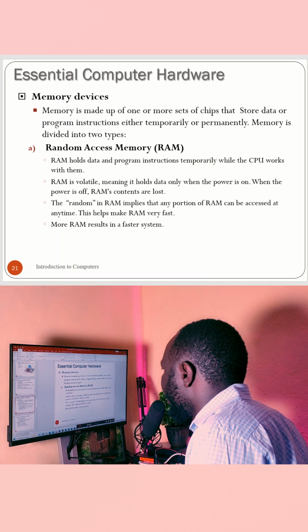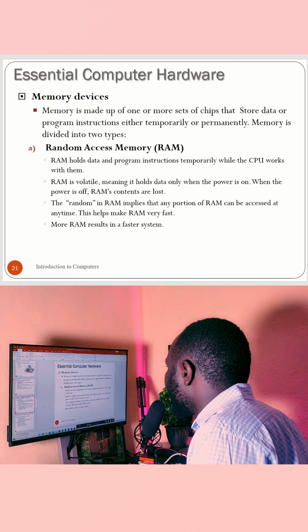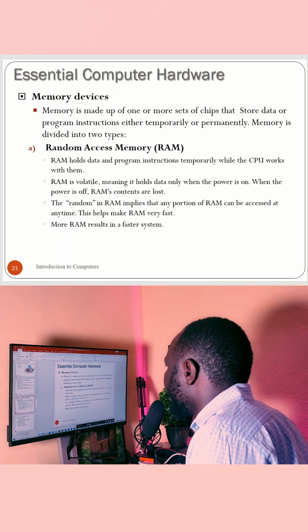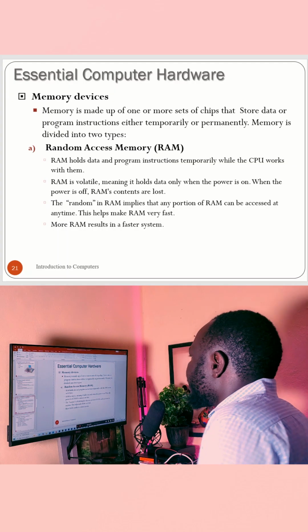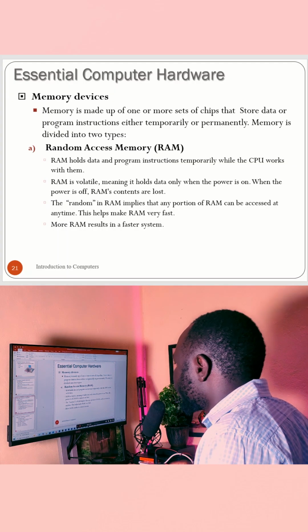I explained this earlier. The random in the RAM implies that any portion of the RAM can be accessed at any time. This helps to make it run faster. More RAM results in a faster system. Yes, I'm going to explain what this means in a few.